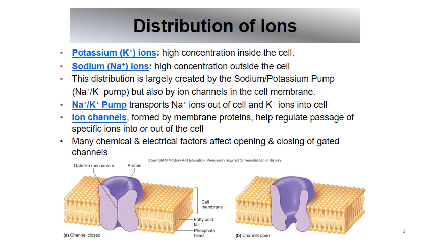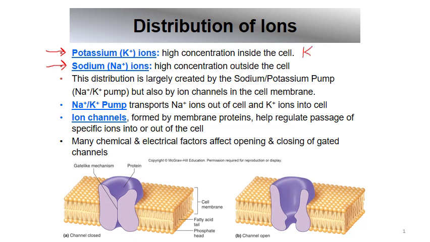Well, as you saw in the video, the inside of the cell is more negative and the outside is more positive, so it's because of the distribution of ions. So potassium ions, they're higher on the inside of the cell, and I believe that this is on your study guide. Sodium ions, there's a higher concentration on the outside of the cell.